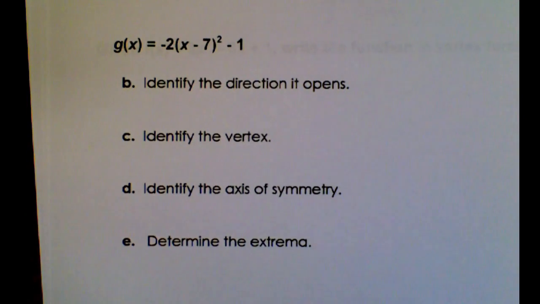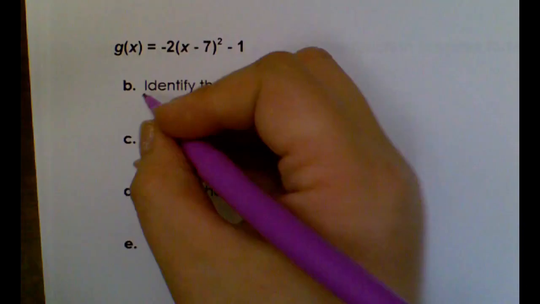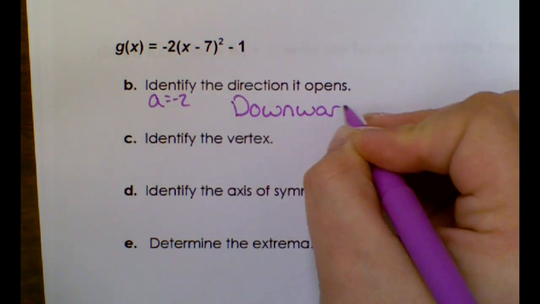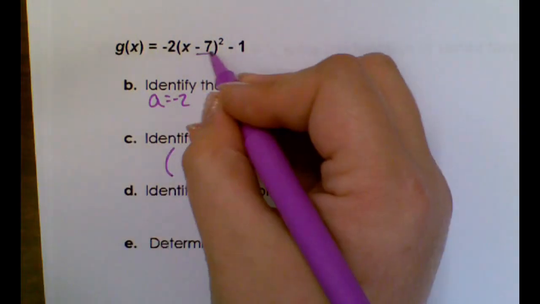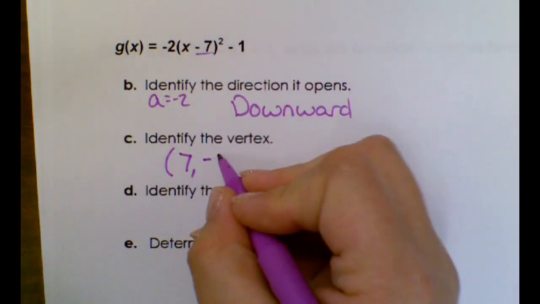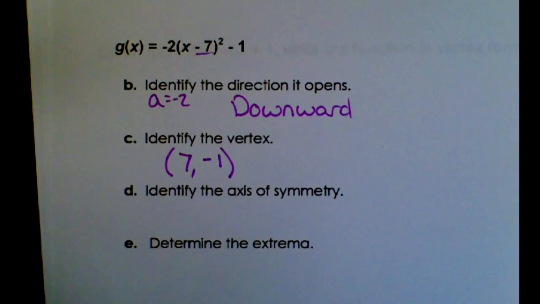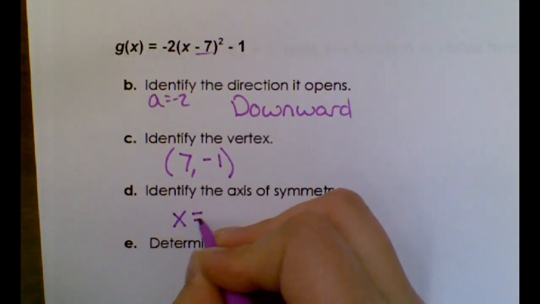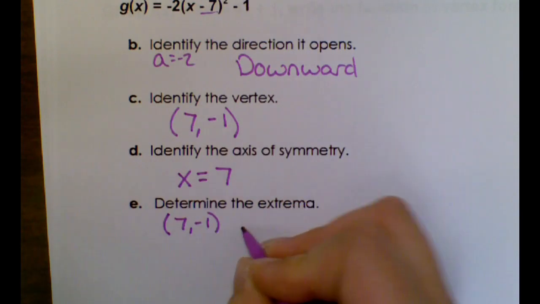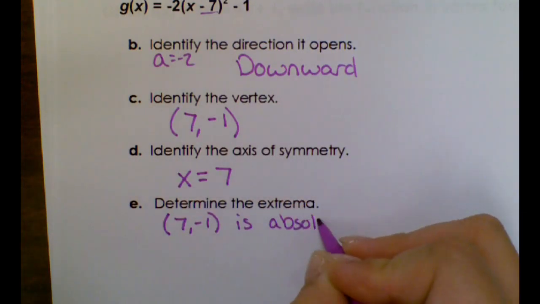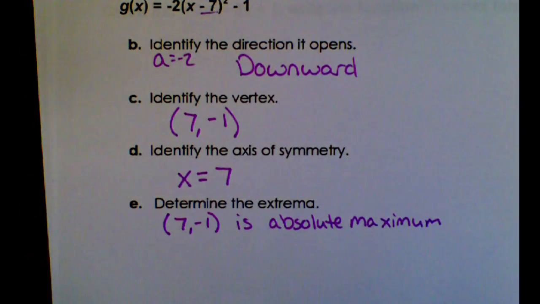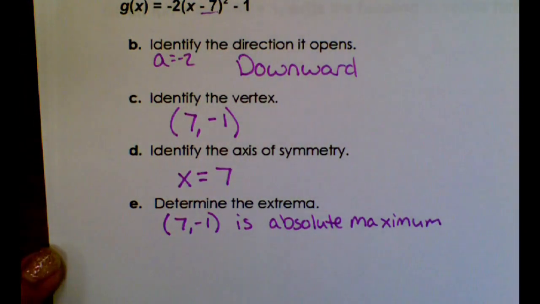So that's what we just had. Which way does this open? Well, our a value is negative 2, so that means it opens downward. The vertex is h comma k. Our h value, x minus h, so h is 7. K is negative 1 in this case, since it's exactly what it looks like. The axis of symmetry is x equals h, so 7. And the extrema, my vertex, 7, negative 1, is the absolute max because the graph opens downward, meaning it is at a peak there.